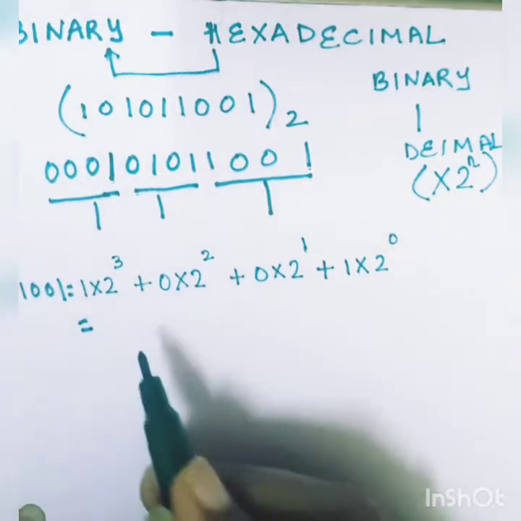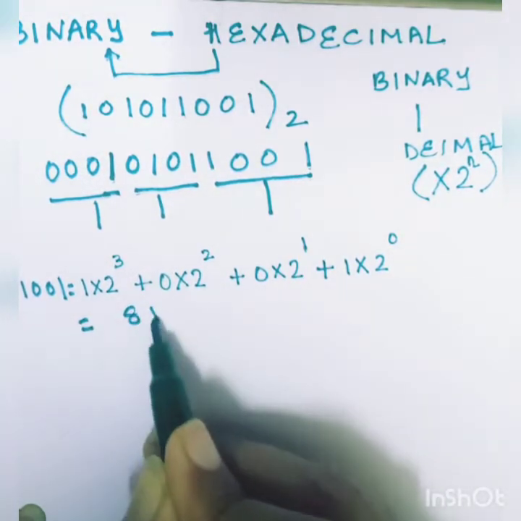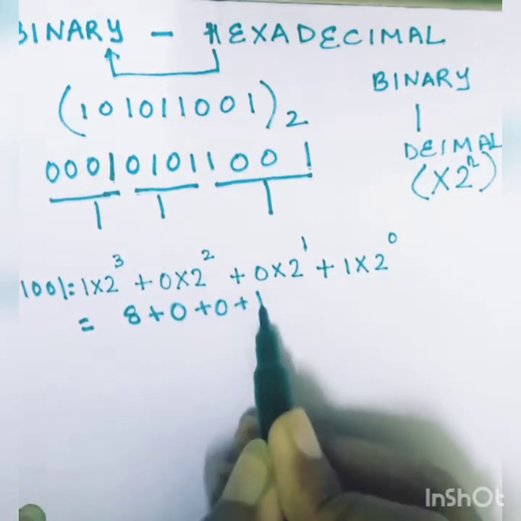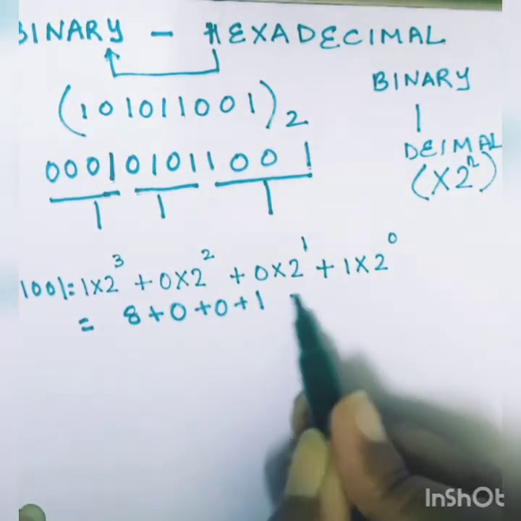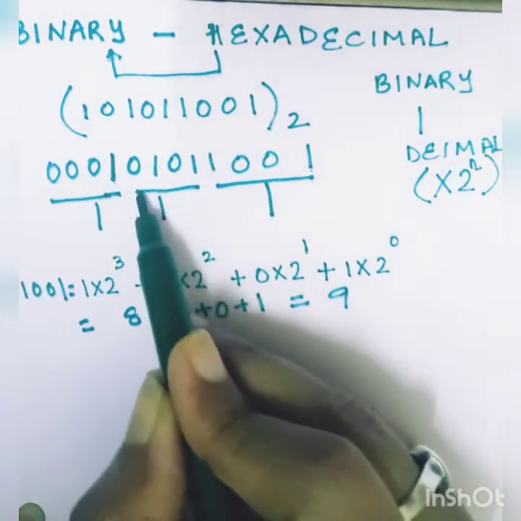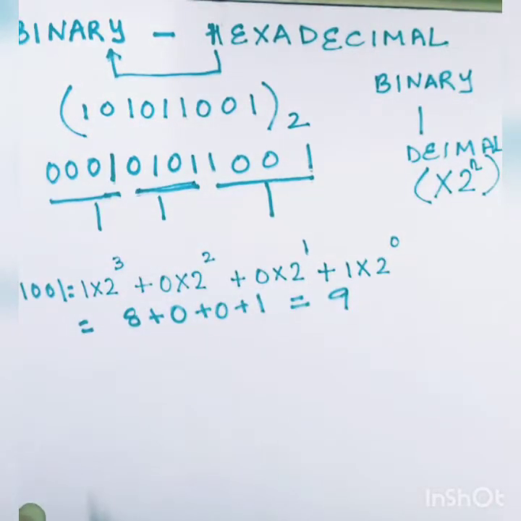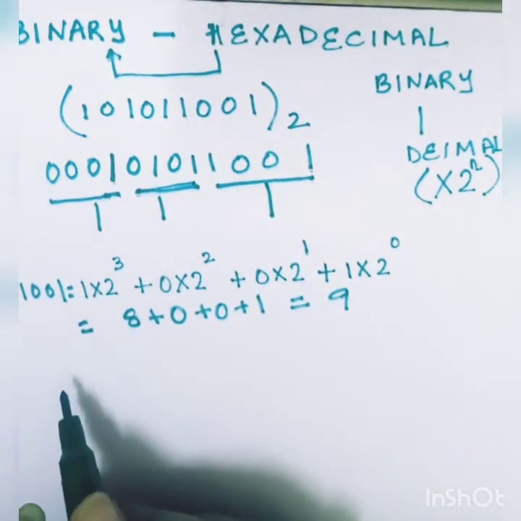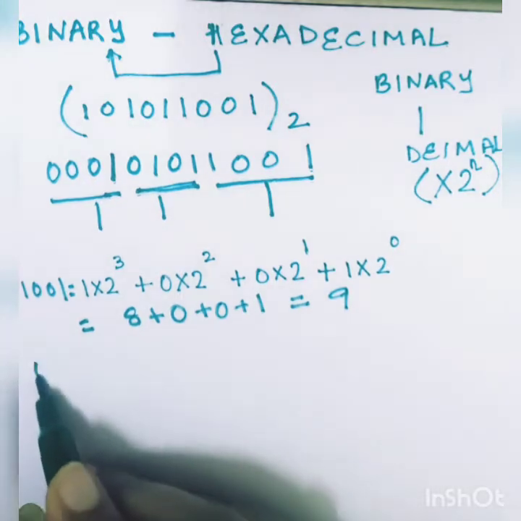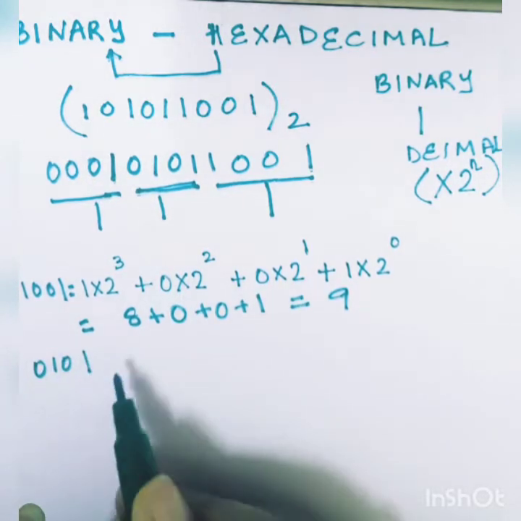So this is the conversion of 1 0 0 1. So what are we going to get? 8 plus 0 plus 0 plus 1. So what do we get? 9. Right? What is the second number? Second number is 0 1 0 1.